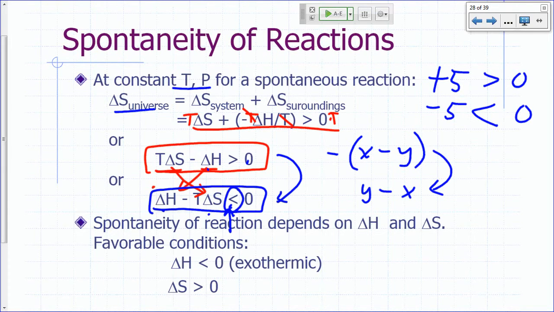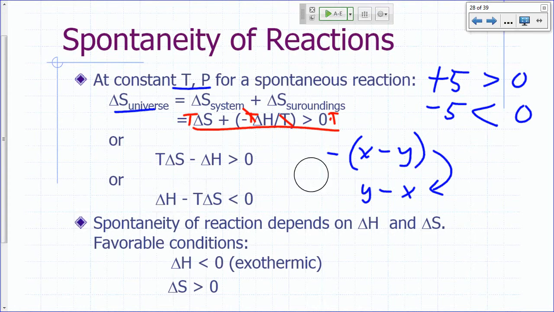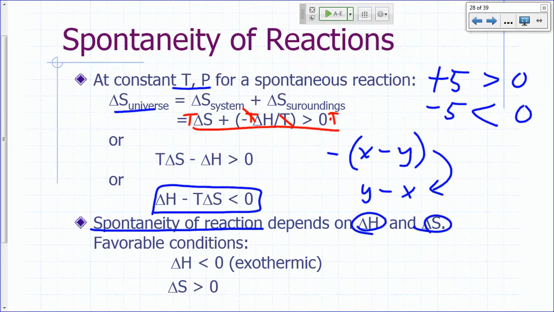What this is telling you then is this. The spontaneity of a reaction depends on delta H and delta S. What's the nice thing about this? You're only looking at the reaction. You're not worrying about the surroundings anymore. We've replaced delta S surroundings with an expression that depends only on what's happening in the reaction. So this is a more useful expression for us. We prefer not to have to keep worrying about what's going on in the surroundings, so we just look at properties of the system, our reaction mixture.